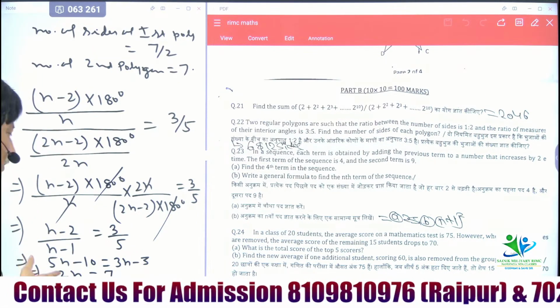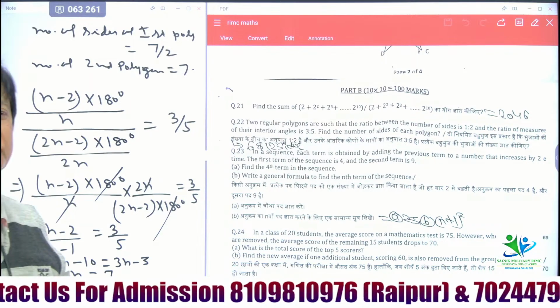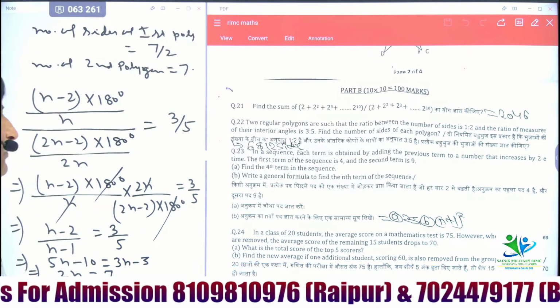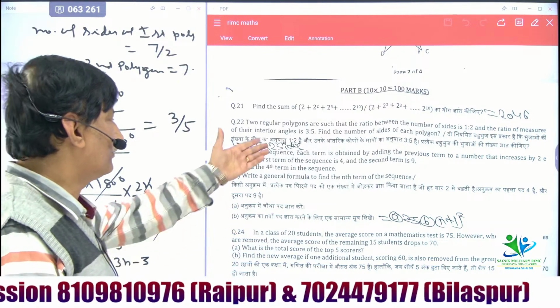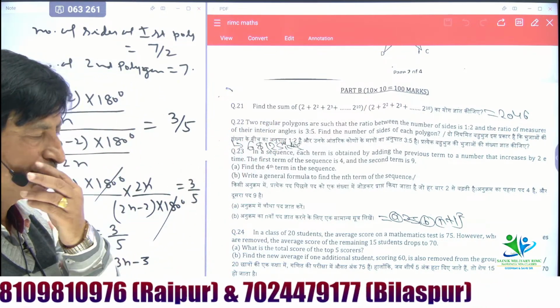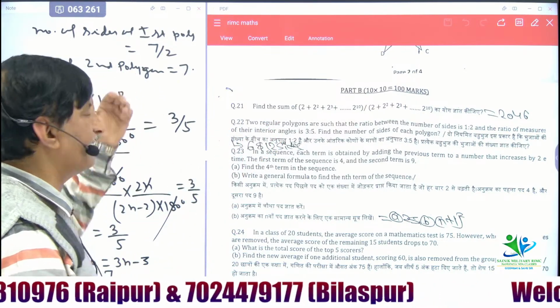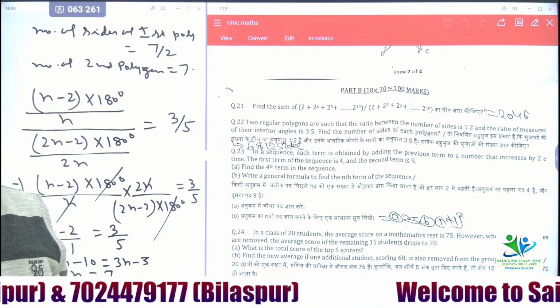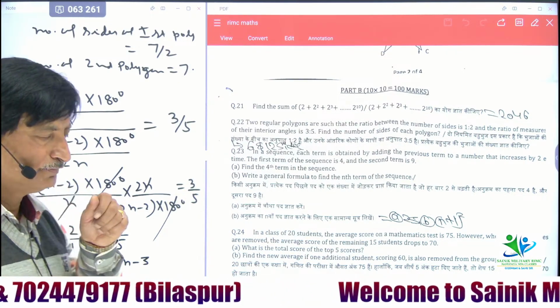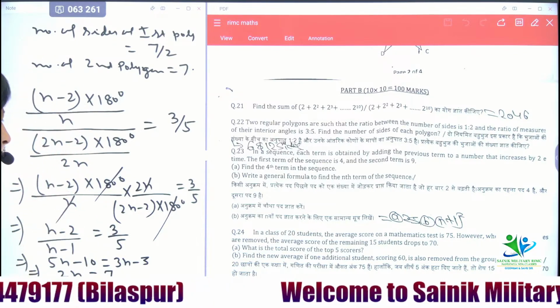But number of sides cannot be fractional. 7/2 is the value of n. Number of sides cannot be fractional. Therefore, there is some mistake in this question. Either there is a problem in giving the ratio, because the value of n can never be fractional. The number of sides of a polygon will always be whole numbers.